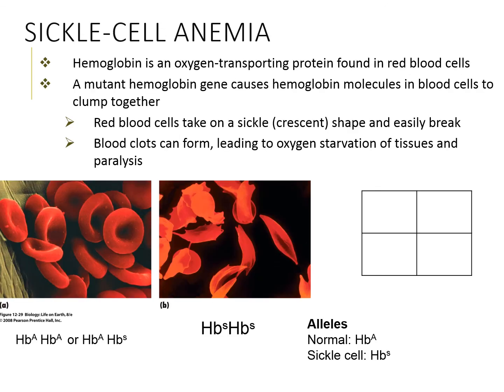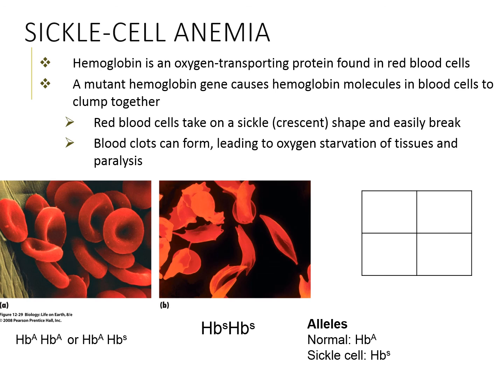Sickle cell anemia. Hemoglobin is an oxygen transporting protein found in red blood cells, and a gene codes for it. A mutant hemoglobin gene causes hemoglobin molecules in blood cells to clump together, and that's shown in the right hand picture, the kind of elongated red blood cells.